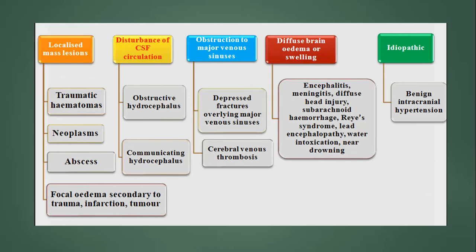Then there can be diffuse brain edema or swelling like encephalitis, meningitis, diffuse head injuries, subarachnoid hemorrhages, and so on. So these can also cause raised intracranial pressure. Then there can be idiopathic causes like benign intracranial hypertension.